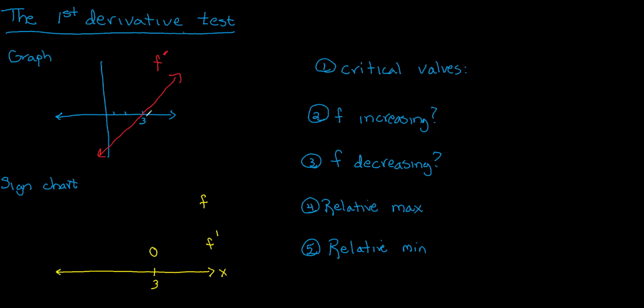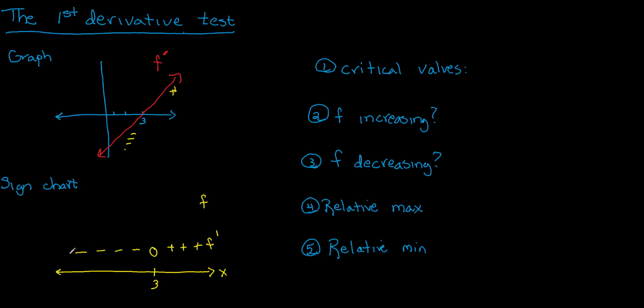And then when x is beyond 3, when x is greater than 3, we see the first derivative is up here above the x-axis. It's a positive value. And then over to the left, or less than 3, we see that the first derivative sits below the x-axis. So these are all negative values down here.